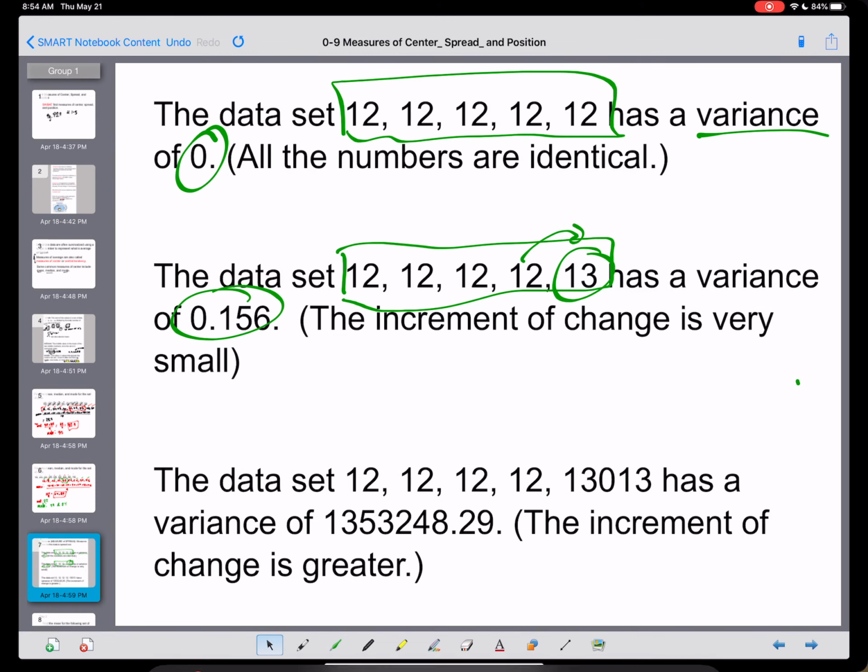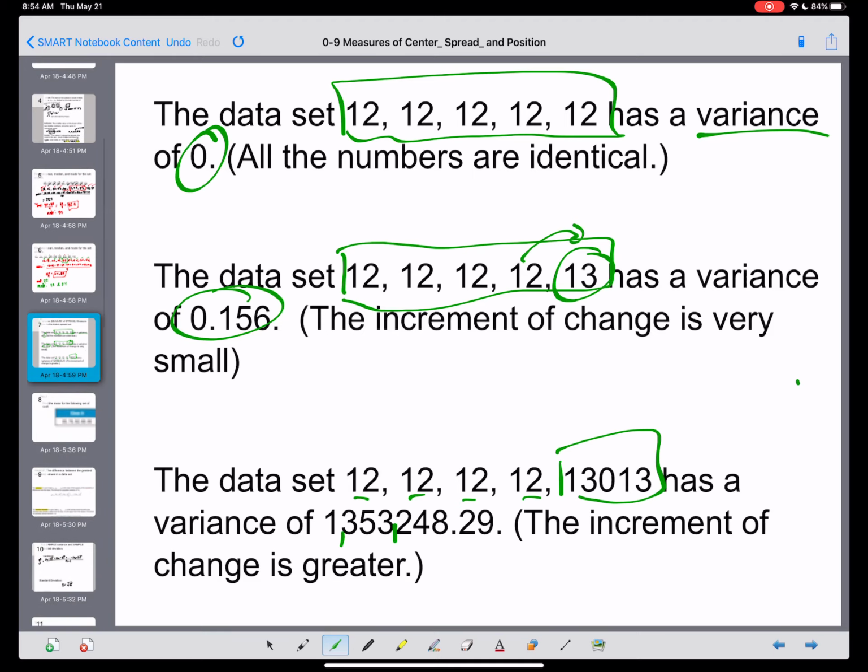And then let's check this out. 12, 12, 12, 12, 1,000, 13,013 has a variance of 1,353,248.29, and it's because the increments change. All the numbers are 12s except for this one really big number that stands out. Because that number stands out so much, the variance gets really big because it totally goes against the trend in the pattern. Okay, that's what a variance is, how close they are.